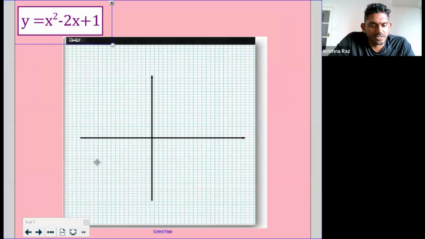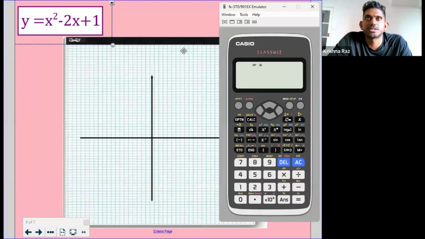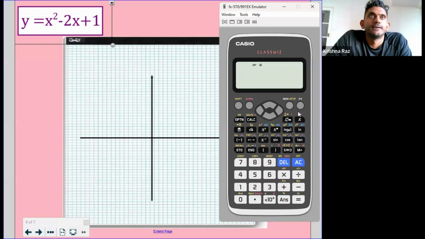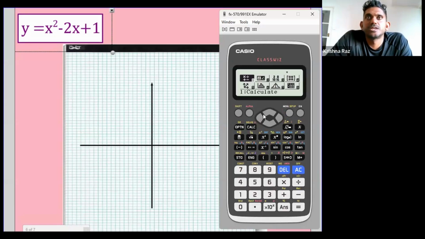So the first thing I'm going to show you is how to use the calculator properly. This should look like the calculator you have. My advice would be to use the table function. If we scroll down, we'll get to table function, press equals. Now, f(x) equals means y equals x squared minus 2x plus 1. So we want to type in this graph. We use the alpha button to get the red x above the bracket.